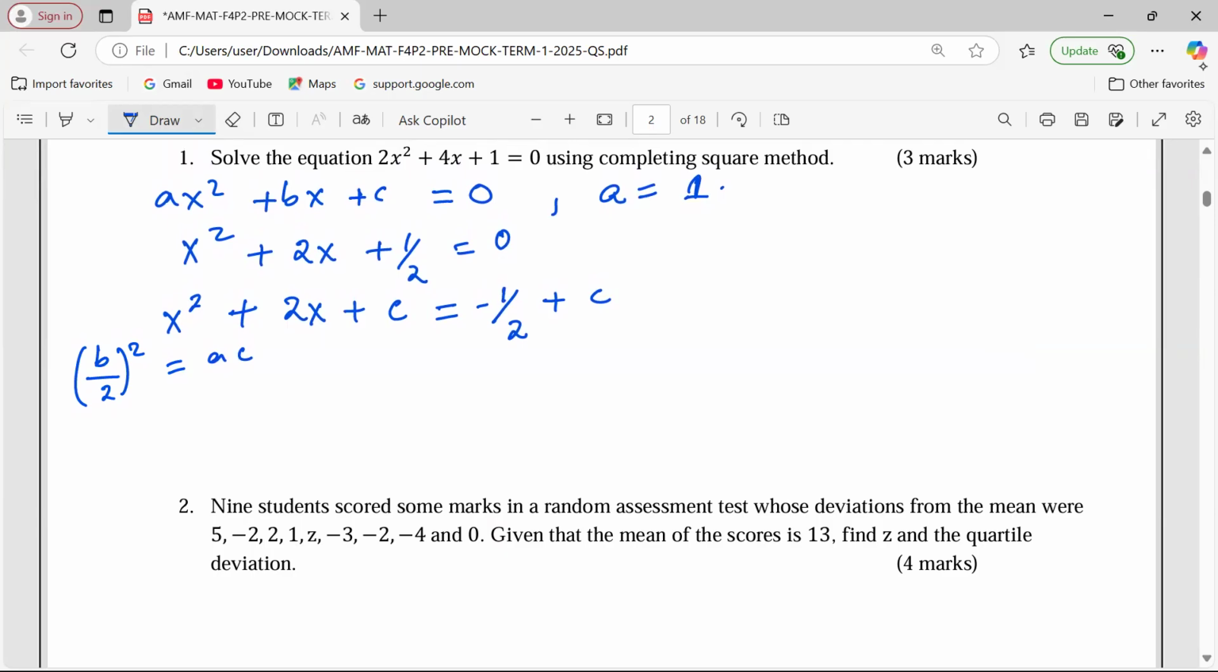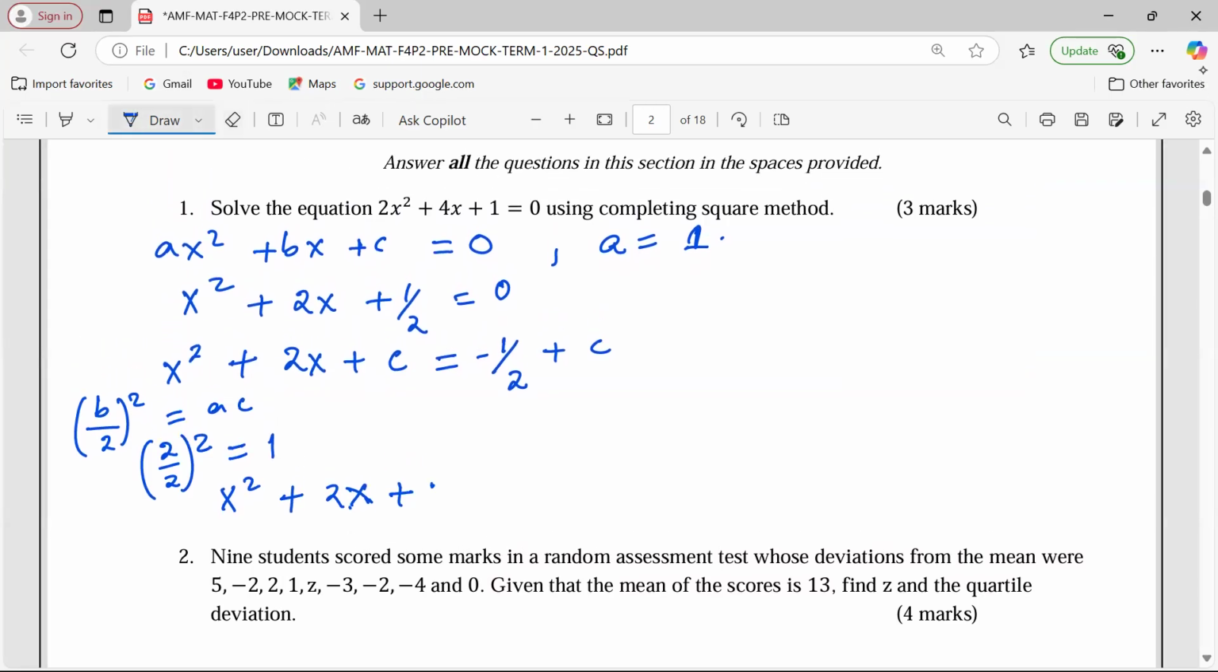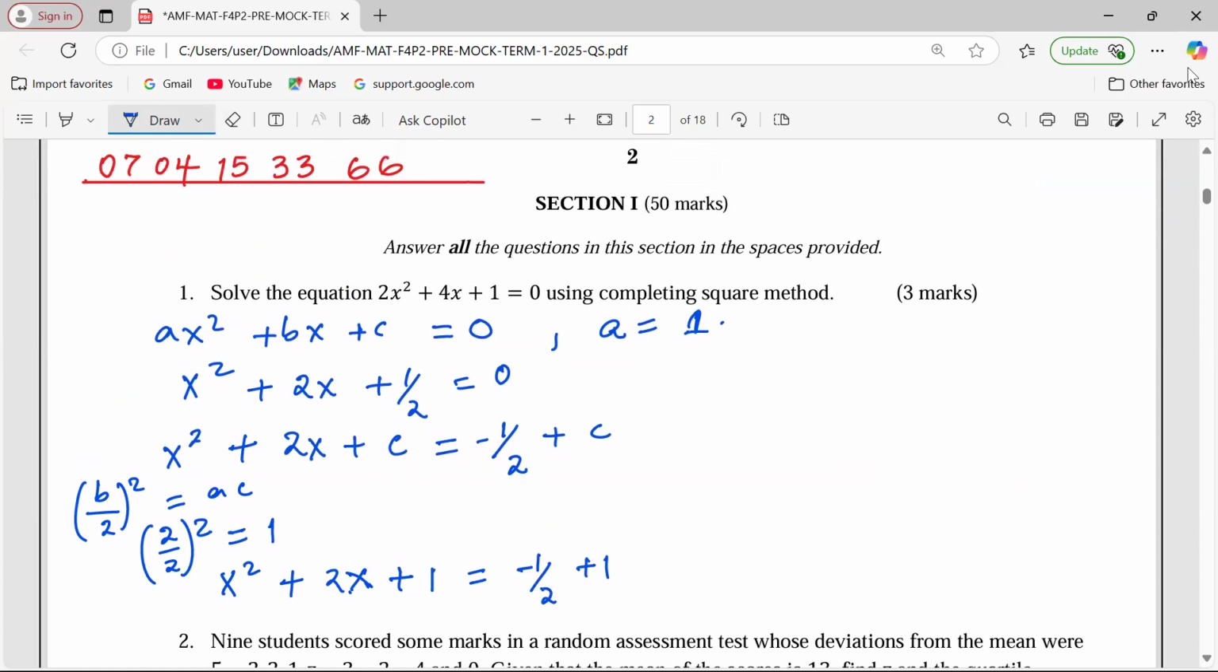That is why it is not going to affect anything here. Therefore, the value of b is 2. So we take 2 over 2 and we square, and you know this is going to be exactly 1. Therefore, we will have x squared plus 2x plus 1. Now, when we add 1, this will be the same as negative half. We also add the same constant to the right-hand side.